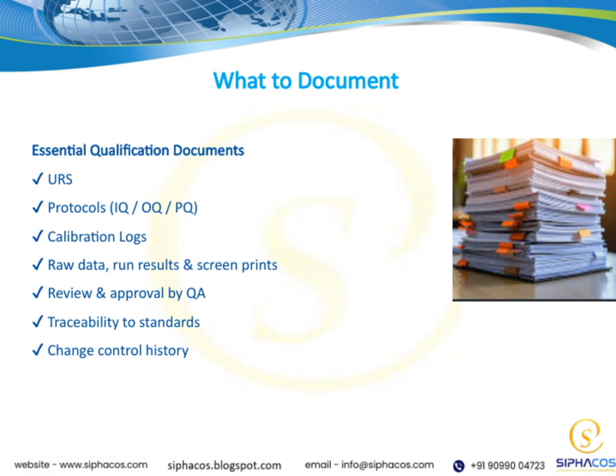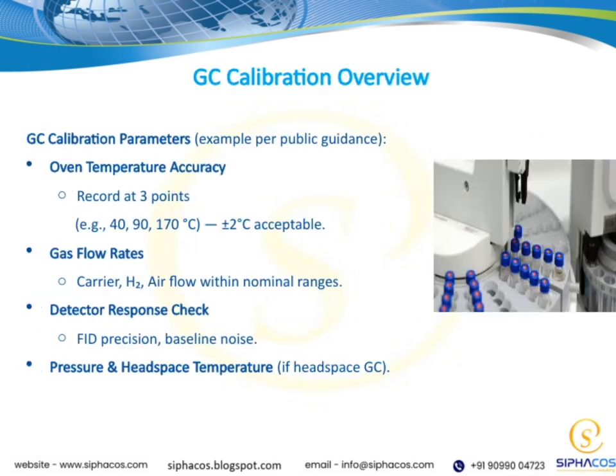Traceability to standards is key to demonstrating that all activities and data align with regulatory and quality standards. Lastly, maintaining a change control history helps us track any modifications made over time, providing a clear audit trail and ensuring that changes are controlled and documented properly. All these elements come together to form a comprehensive documentation system that supports quality assurance and regulatory compliance throughout the process. Let's take a closer look at the GC calibration overview.